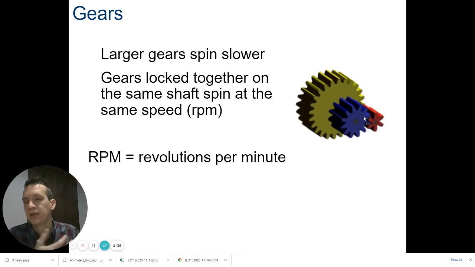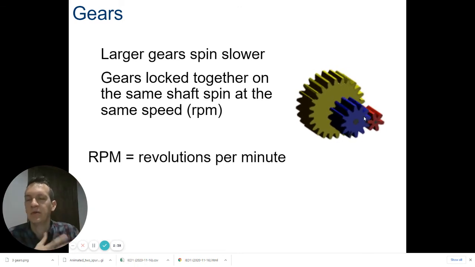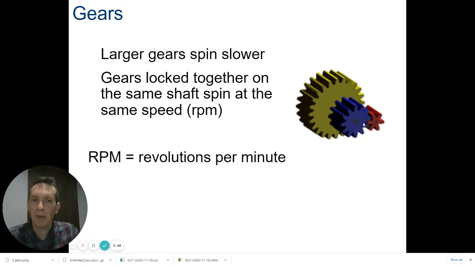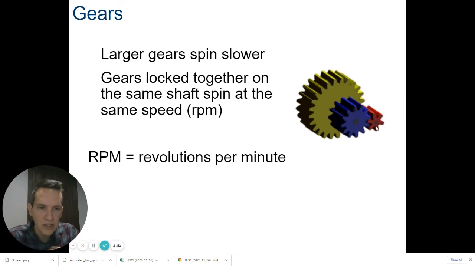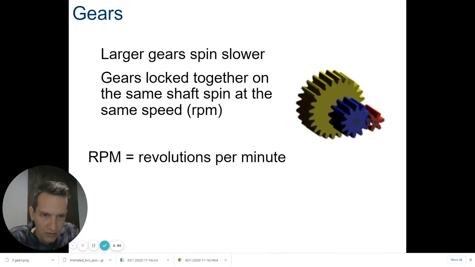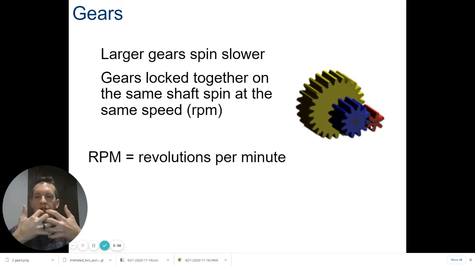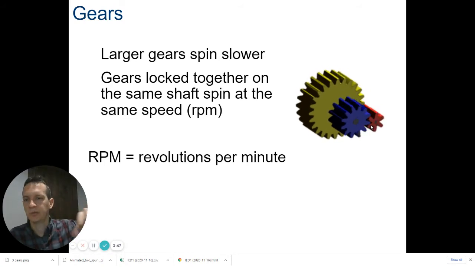So it's kind of like two people in the same car have to be moving at the same speed. The yellow and blue gear are on the same axle, so they are spinning at the same speed, but the blue gear is bigger, so it's spinning more slowly than the red gear. You can see these little marks on the gear here that meet right now, those two black lines. The red gear has gone around once just now, and that blue gear has only gone halfway around. So even though it's one tooth per one tooth, that red gear will spin two times for every one time that blue gear spins.